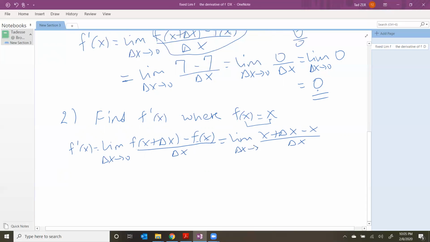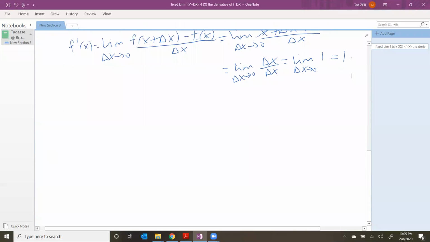Delta x goes to 0. So this will give me the limit of, x cancels out, delta x divided by delta x. Again, keep in mind, delta x is not 0. Delta x is sufficiently close to 0. So delta x over delta x can be simplified to 1. Now, limit of a constant is the limit of 1. As delta x goes to 0, there is no delta x here, so it will be 1. So what that means? The derivative of f of x equal to x is 1. Okay.